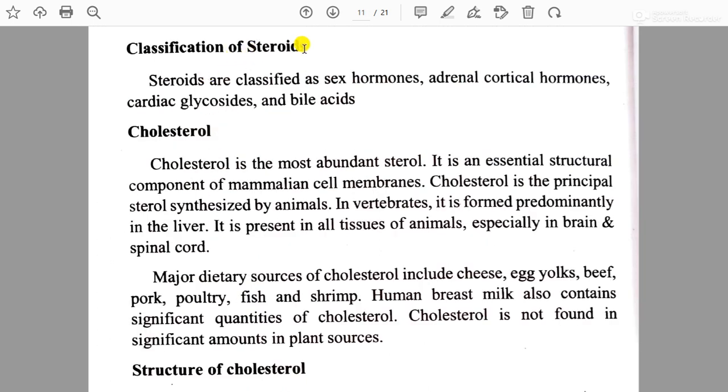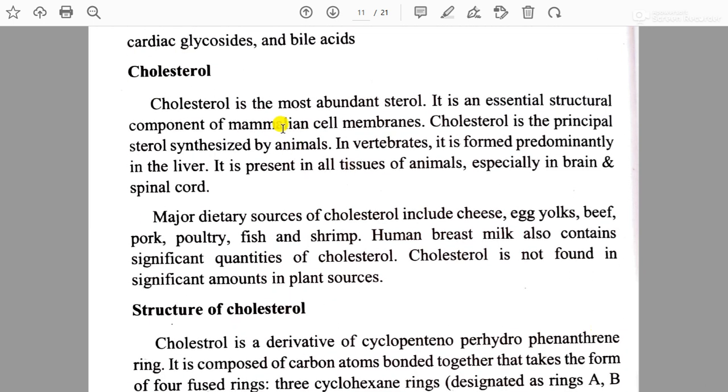Classification of steroids. Steroids are classified as sex hormones, adrenal cortical hormones, cardiac glycosides and bile acids. So first we will learn the details of cholesterol. As we said previously, cholesterol is the most abundant steroid present in animals and it is an essential structural component of mammalian cell membranes. Cholesterol is the principal sterol synthesized by animals.